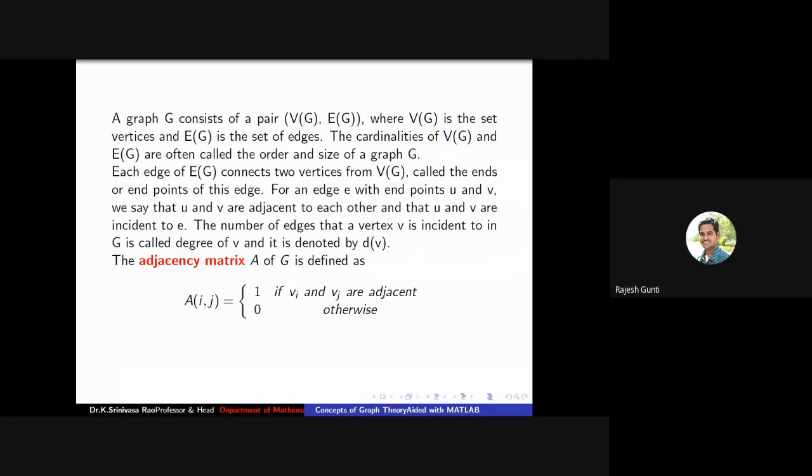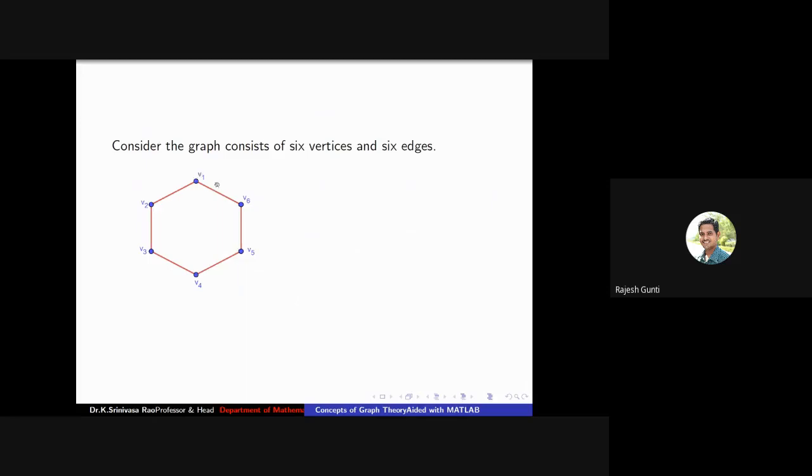Each edge of E of G connects two vertices from V of G, called the endpoints or ends of the edge. The number of edges that a vertex V is incident to in G is called the degree of the vertex. For example, if you take this graph, there are 6 vertices: 1, 2, 3, 4, 5, 6. These are called vertices, and these are called edges.